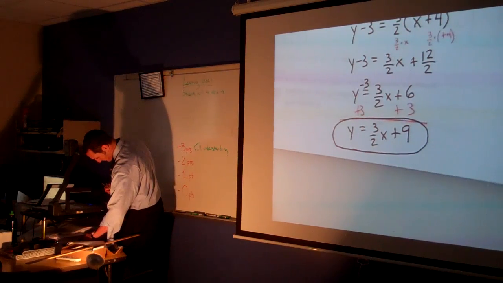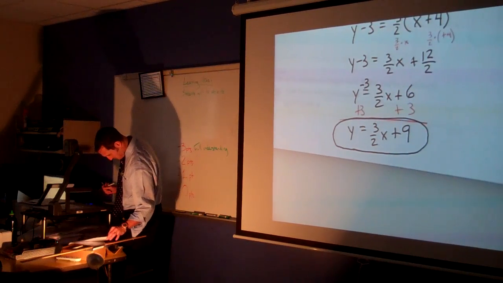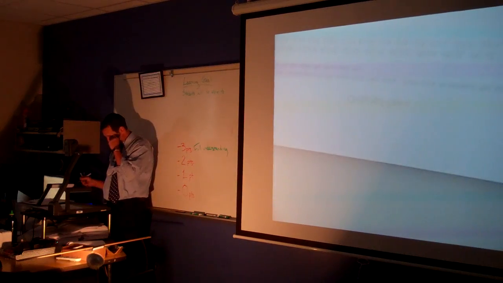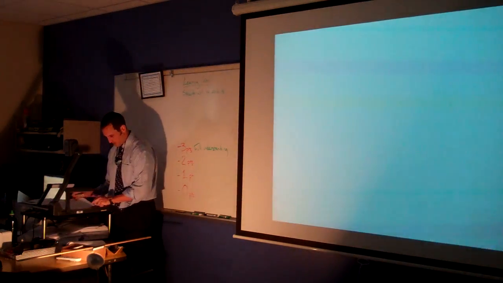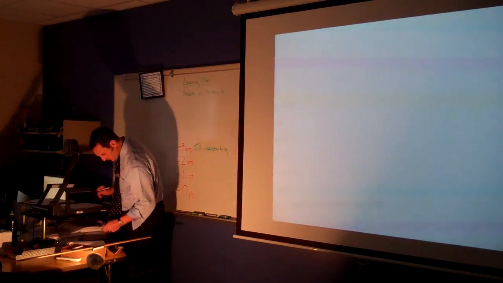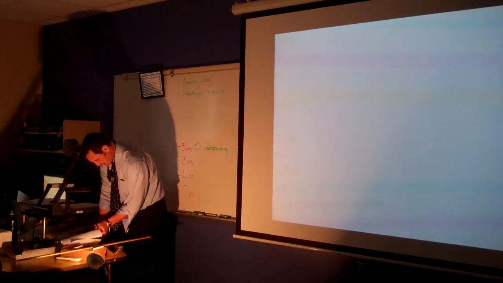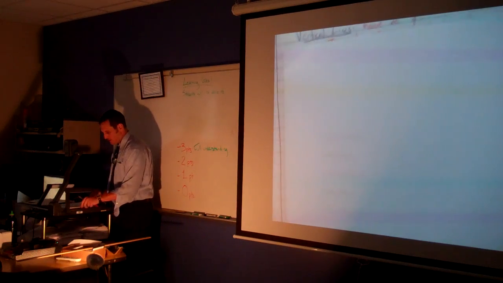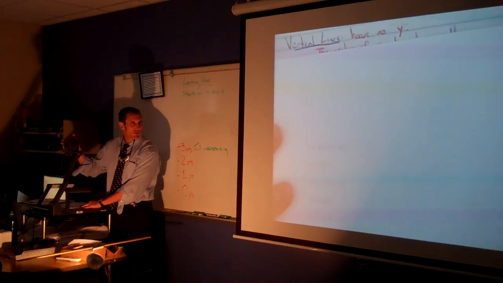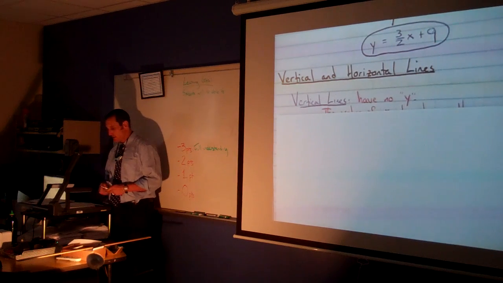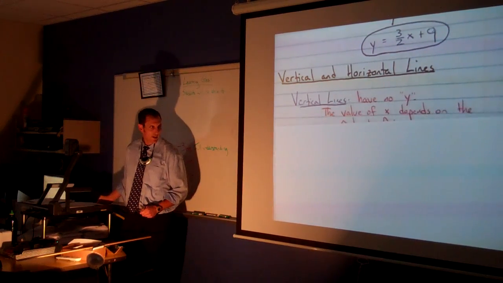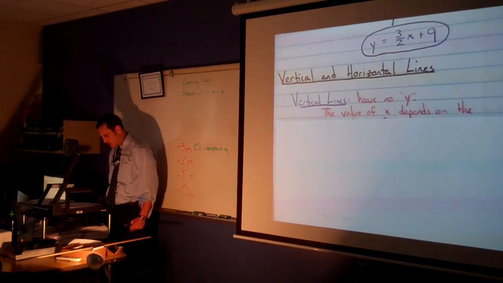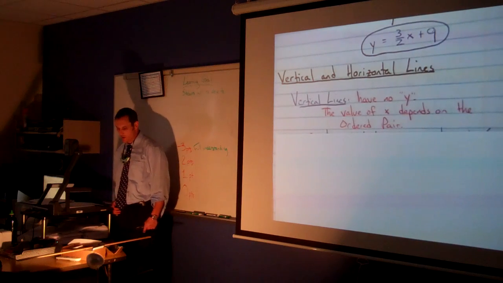So now we'll do a few more examples for vertical and horizontal lines. So now we're going to remember what vertical and horizontal lines were like. Okay, vertical lines are lines that have no y in the equation. So let's do a recap of the notes. Vertical lines are lines that have no y in the equation. The value of the x depends on the ordered pair.